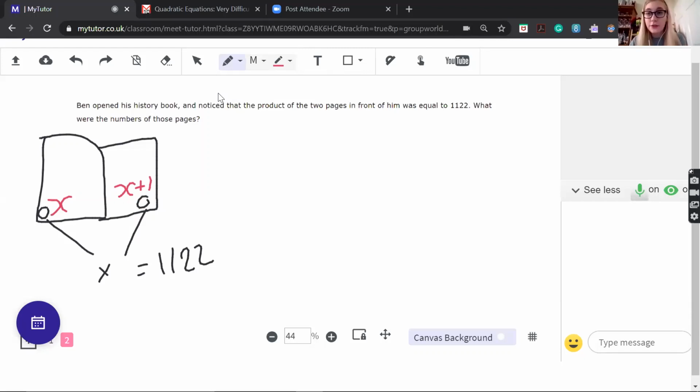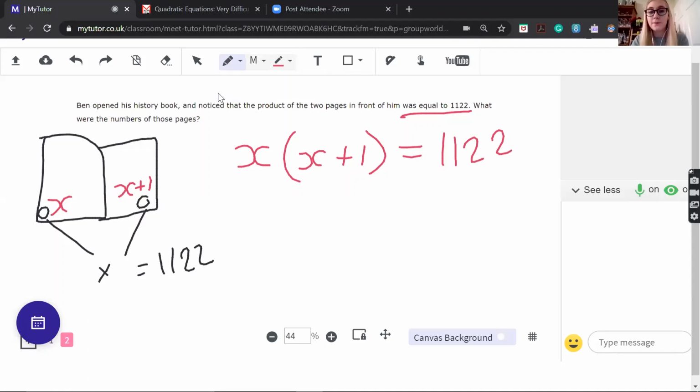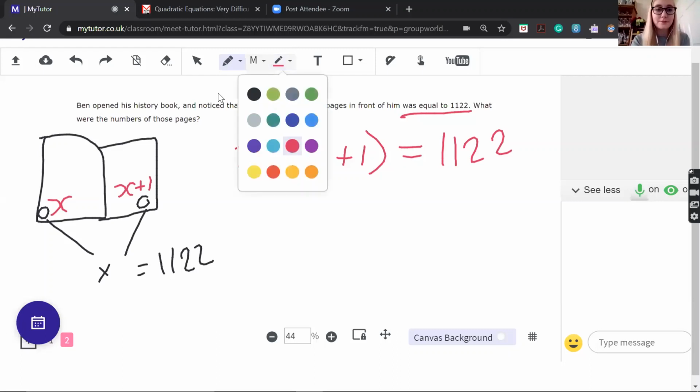Now we can just write the product of that. So x, lots of x plus 1. This just means x times x plus 1. So those two numbers multiplied. And what we know is that that's equal to 1,122. And now suddenly this looks like something we're a bit more familiar with. We've got some x's, we've got some numbers, we're happy. So now we'll work through this.